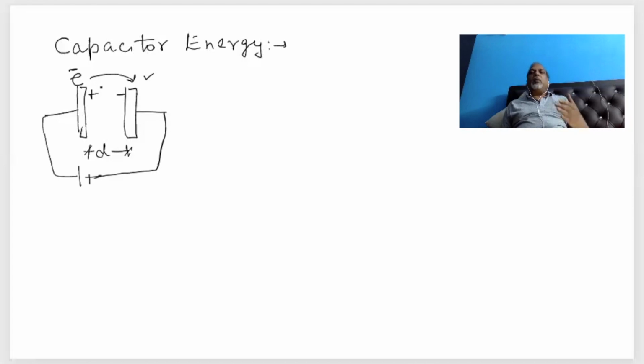Now we will talk about the second electron. Suppose we want to shift the second electron from the left plate to the right plate. Is it the same work we have to do, same amount of work, or do we have to do more? This we have to think. Here you see it is positively charged, it is negatively charged by moving one electron.